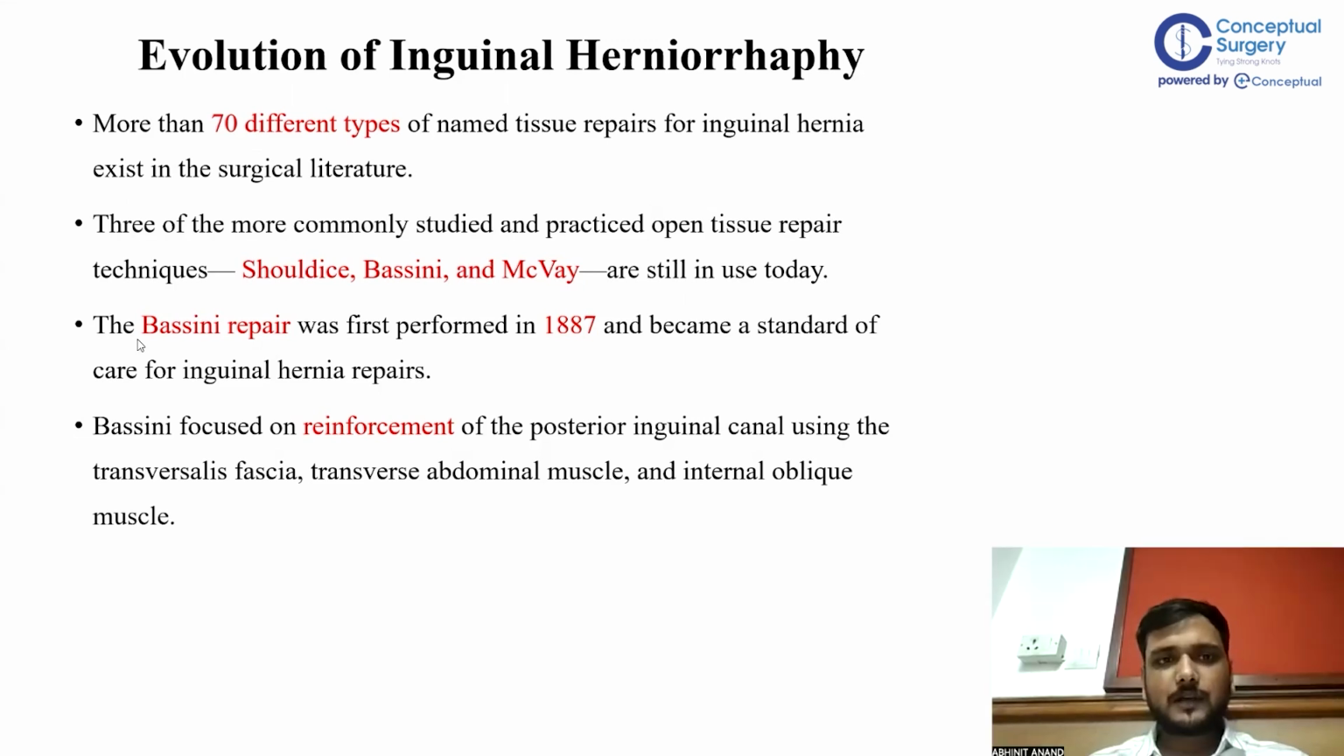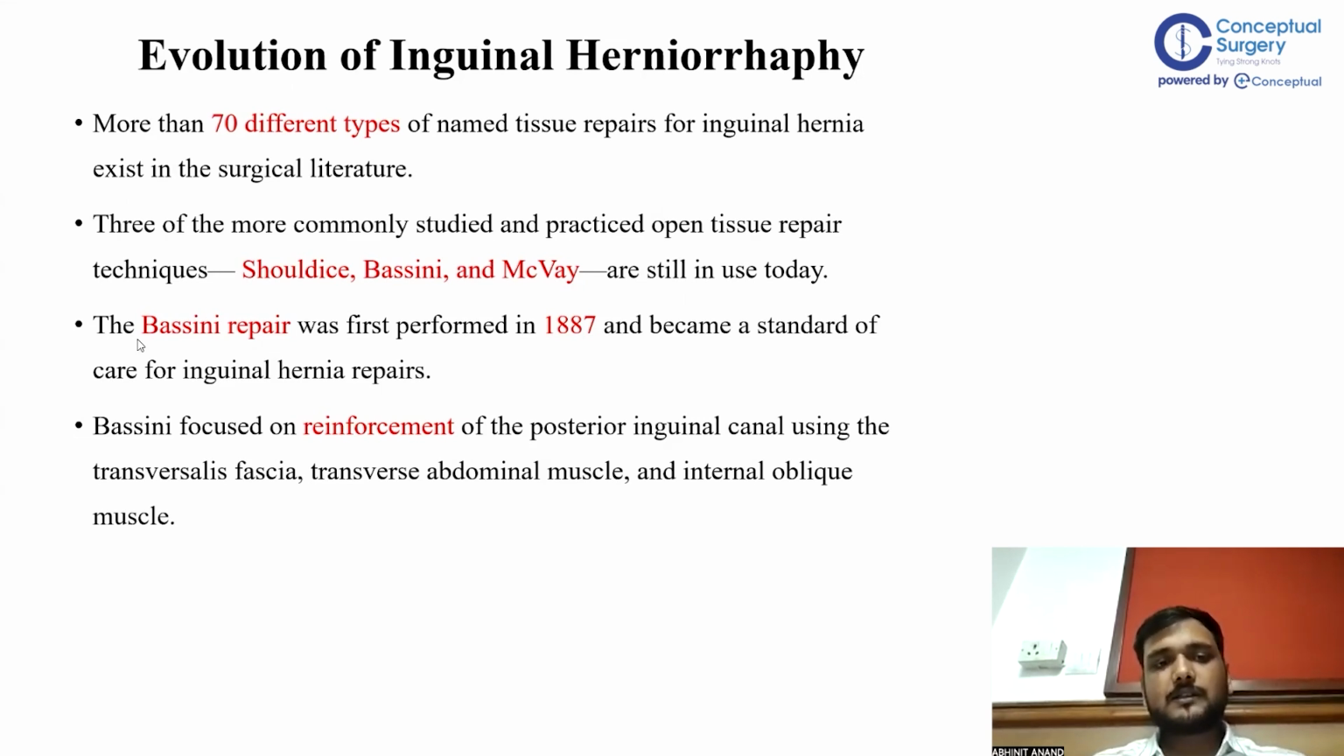There are more than 70 different types of named tissue repair of inguinal hernia. The most commonly used ones are Shouldice's, Bassini's, and McVay. Bassini was first, the oldest one, performed in 1887, and it became the standard of care for inguinal hernia repair.